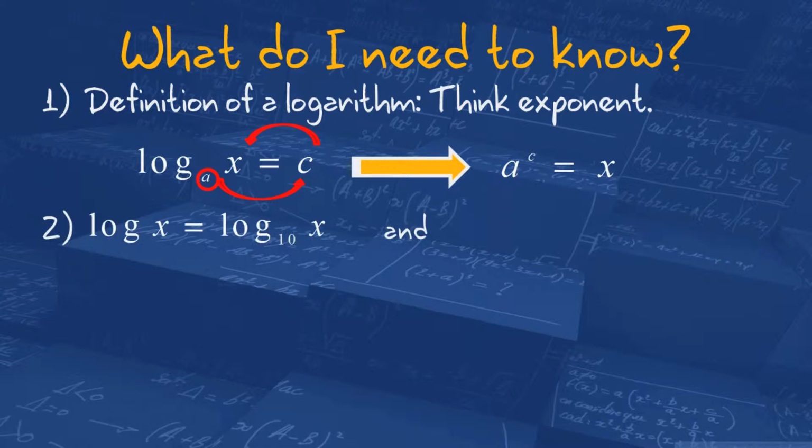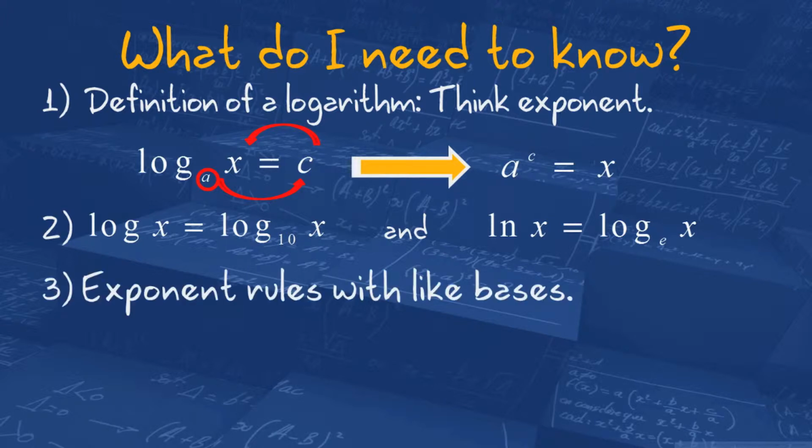Also, if you see a logarithm and you do not see a base, it's understood to be base 10 since we work in the base 10 number system. And also, this is called a natural log. It's still a logarithm, but it's understood to have a base of e. So anytime you have an equation with e, you're going to use the natural log.